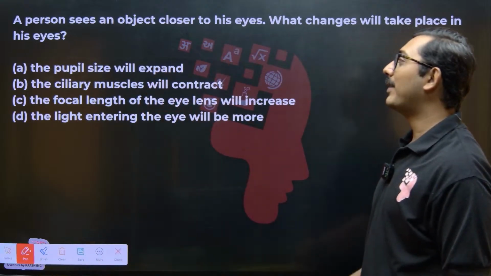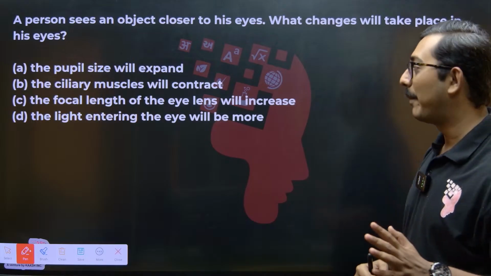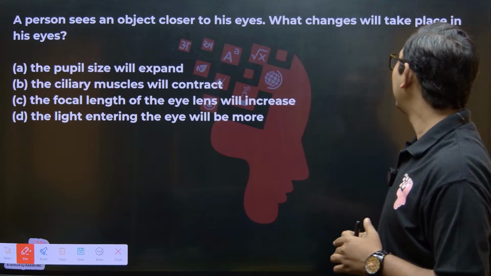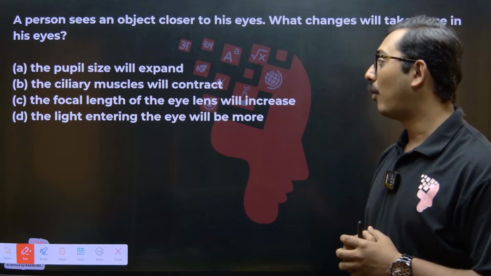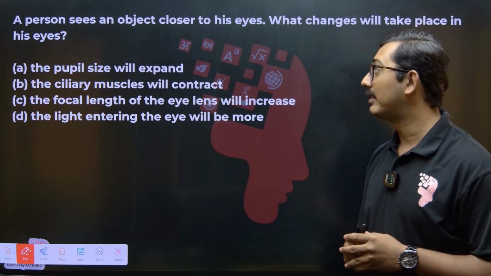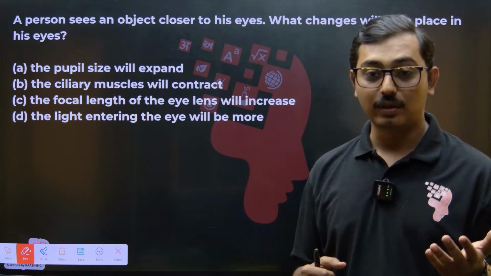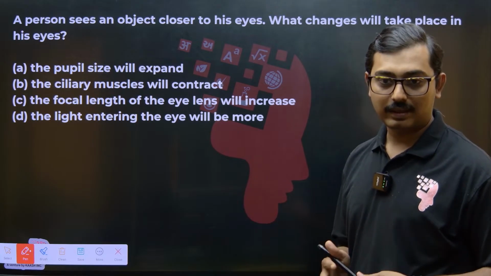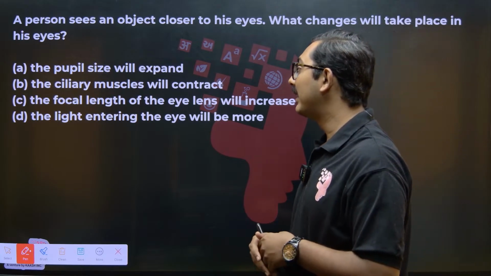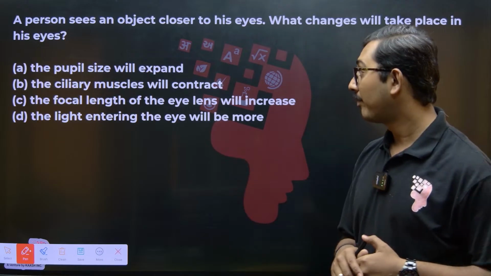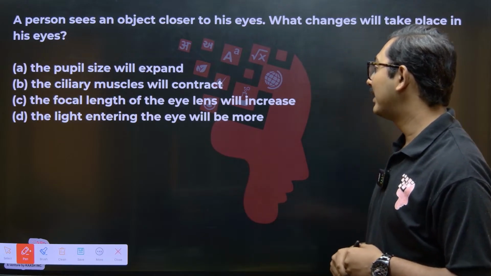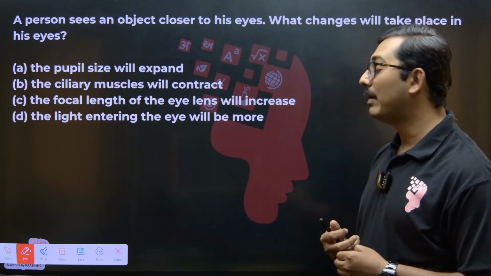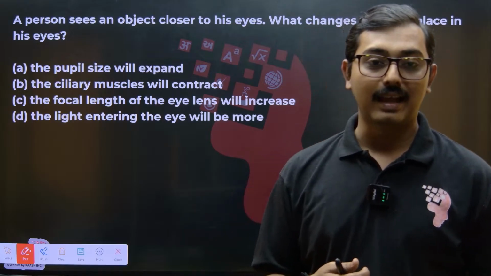A person sees an object closer to his eyes. What changes will take place in his eyes? If the object is looked at very closely, then will the pupil size expand? Will the ciliary muscles contract? Will the focal length of the eye lenses increase, or will the light entering the eye be more?